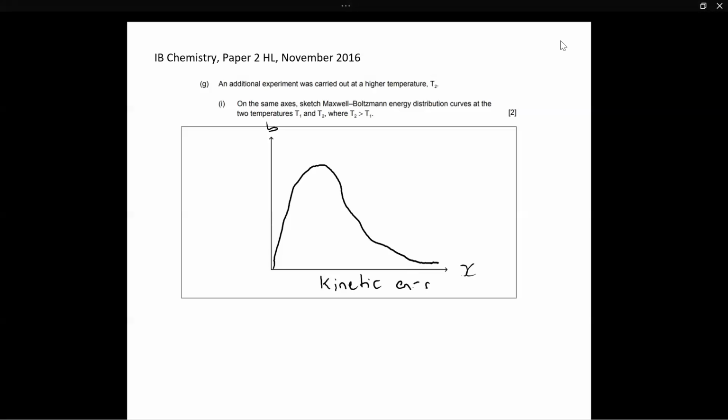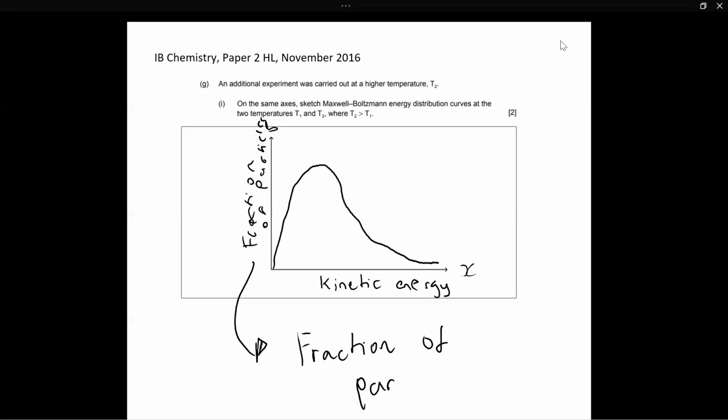I know it's a bit untidy, the way I'm writing it over here, but please make sure when you write it in the exam, it is neat. So this is kinetic energy, and this is going to be fraction. I'm so sorry, it's so untidy. If you do not understand what I have written over here, I'm just going to write it down again. I've basically written fraction of particles. If you did not understand my weird spidery handwriting over here. So that's basically what I've written.